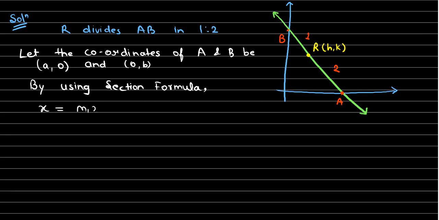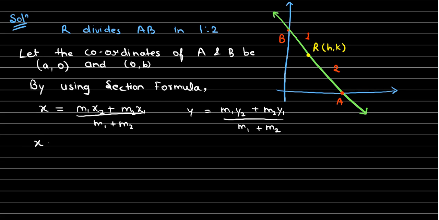Similarly, y coordinate is given by m1 y2 plus m2 y1 over m1 plus m2. So here let us substitute the value. M1 will be taken as 1, and this is 2. So 1 times X1 is going to be A, and X2 coordinate is 0. And this will be 1 plus 2.